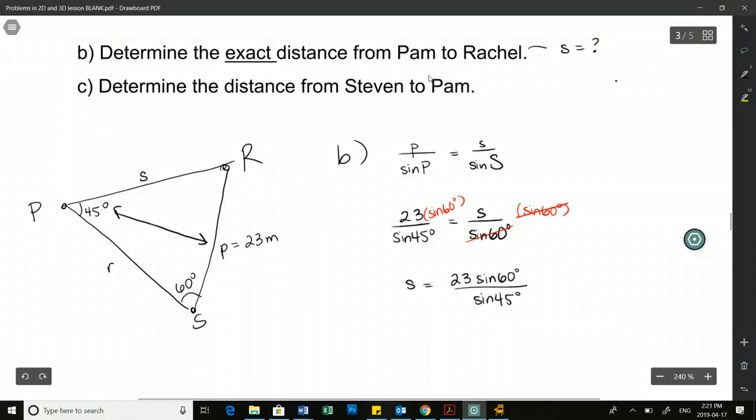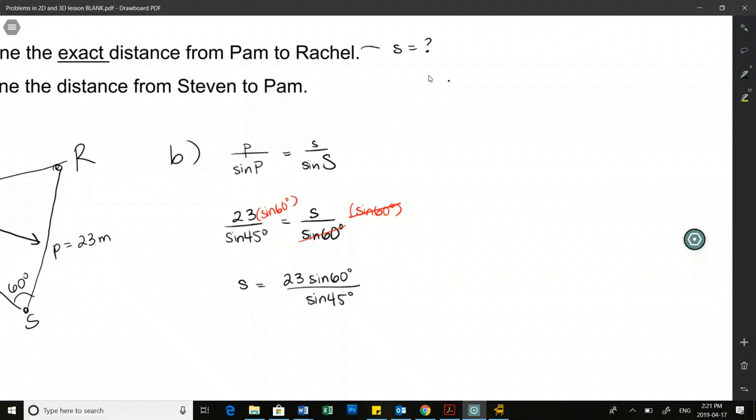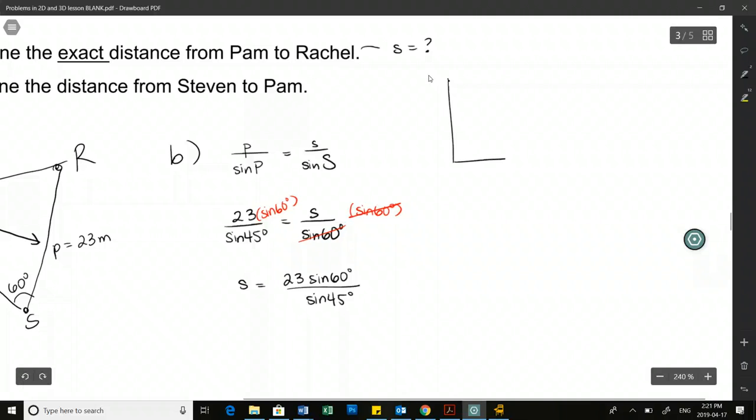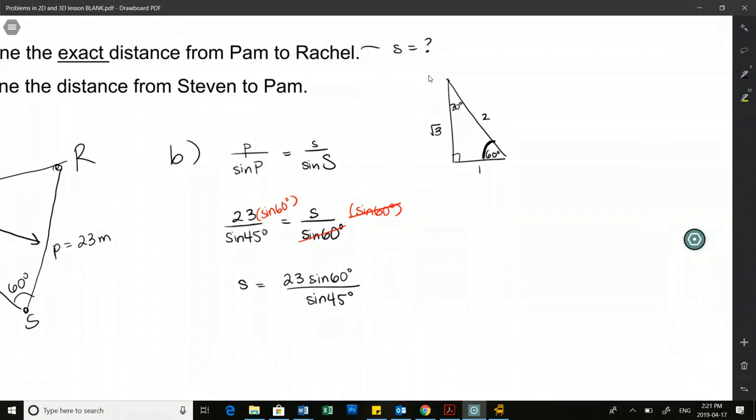And because I have 60 and 45 as my angles, these both come from special triangles. So if you need to draw out your special triangles, you can. But I want to find the sine of 60 exactly, and the sine of 45 exactly. So sine of 60, let's start with that one. What is the sine of 60 if 60 is our reference angle? Louise? Root 3 over 2. Great, root 3 over 2.